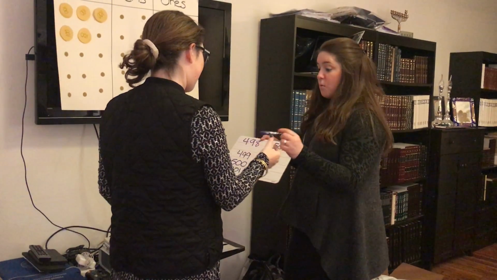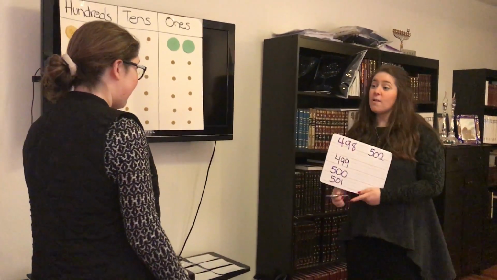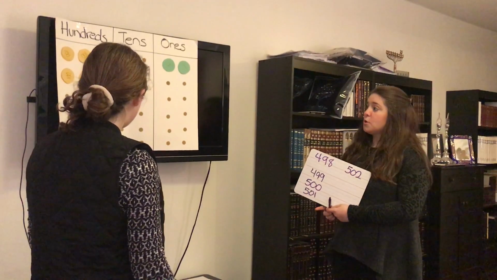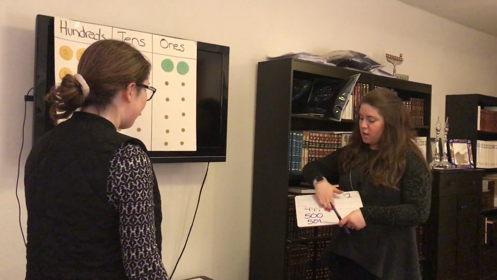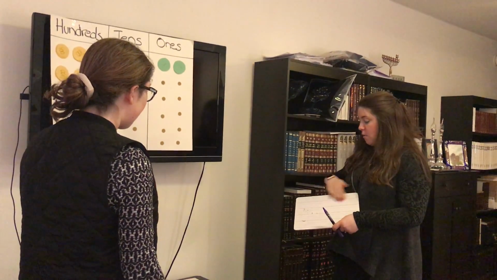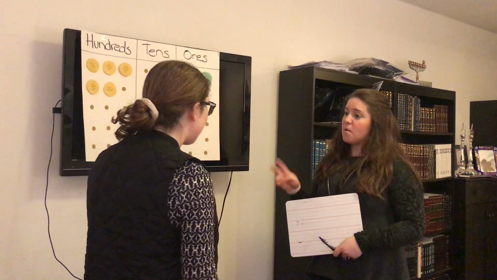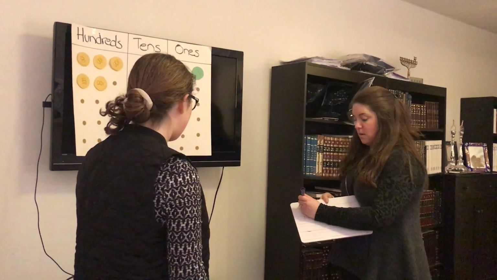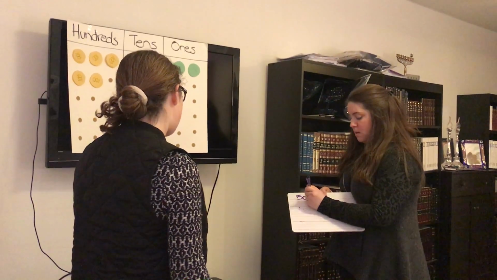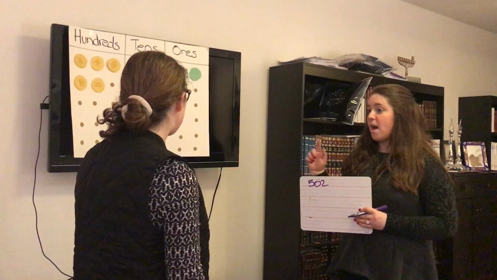Now I'm going to erase the board. And we're going to work on counting back. What you're going to do is think about what you are going to do to count back. So I want to start at 502 because we have it on the board. Do you think you could count back 1? Yes. What would that be? 502, count back 1.